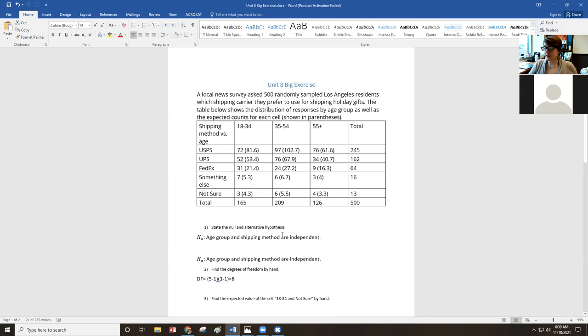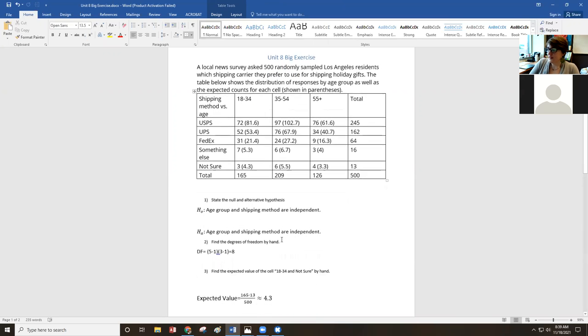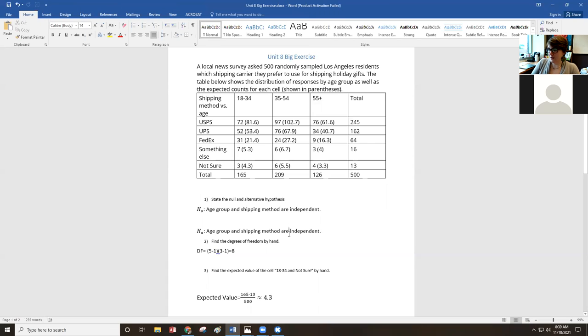So first, our null and alternative hypothesis. The null is that we think these two variables are independent. The variables that we're talking about, we can find those right here: age group and shipping method are independent. That's the null hypothesis. That's the thing that we're going to assume is true throughout the whole study. The alternative is that they are not independent. So there could potentially be a relationship between shipping method and age group. So maybe younger people use UPS while older people use FedEx, et cetera.